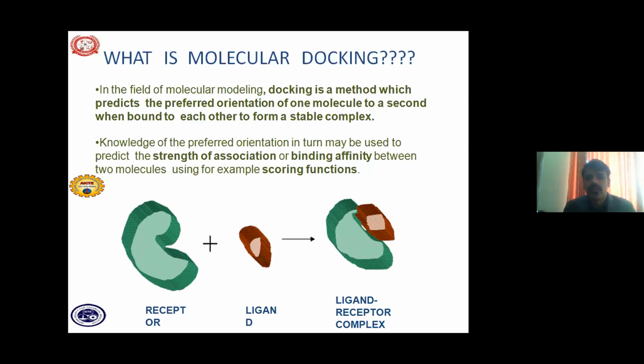That's called molecular docking. For this, we need knowledge of preferred orientations, which in turn may be used to predict the strength of association, the binding affinities between these two molecules. One is called the receptor, another is called the ligand. A ligand is a chemical entity that comes and binds with your receptor. Receptor, I hope you know the receptor.